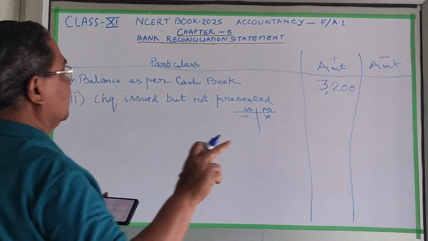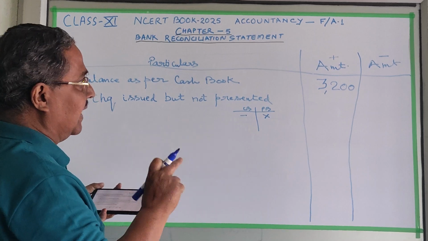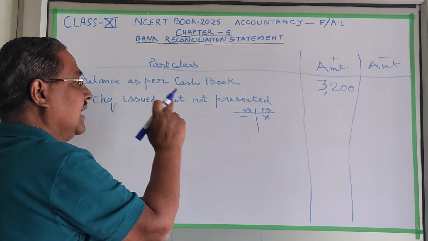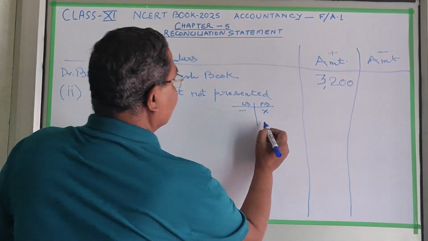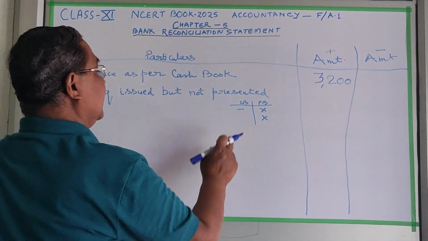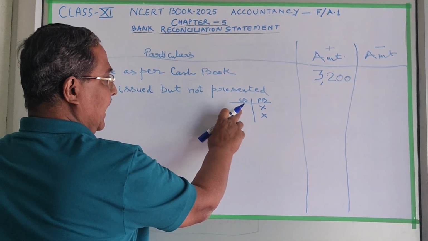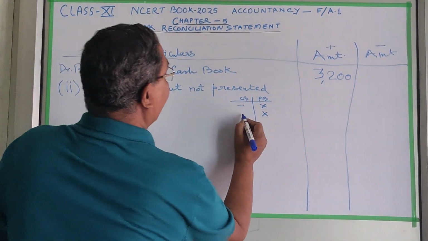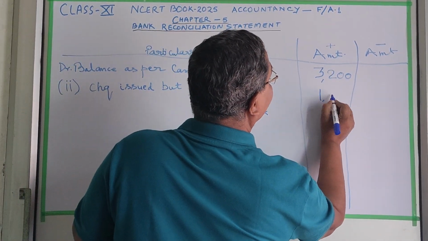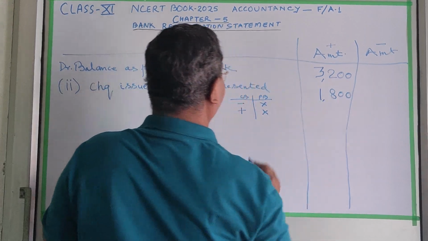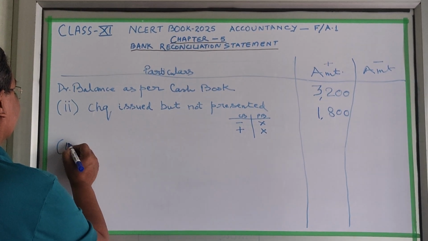Here, when you are doing the question as per cash book, it means all the plus or minus you have to do in the cash book, not in the passbook. So in the passbook we cannot do anything. Now what should be the rectification? We have issued a check, we have done minus. To correct it, we should now make it plus. So it should go to the plus column, 1,800, and it will be okay. Now the third entry we are coming to.